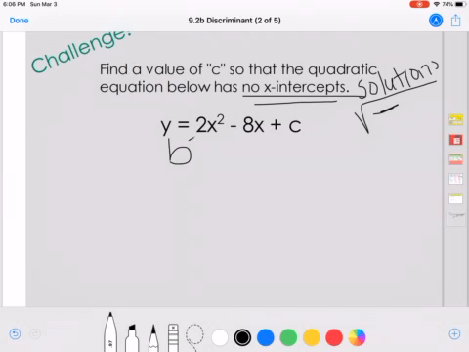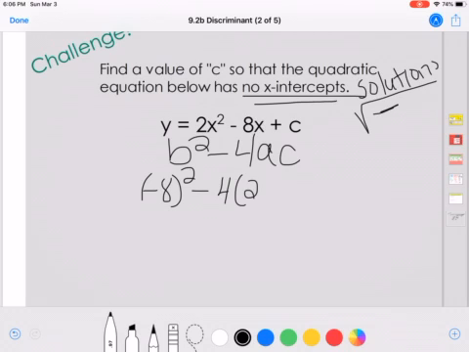So let's just start. We'd have our b squared minus 4ac as our discriminant. So let's plug in what we have. B would be negative 8, so we have our negative 8 squared minus 4 times our a value of positive 2 times whatever c might be. Well, negative 8 squared is 64. Minus 4 times 2 is negative 8 times our c value.